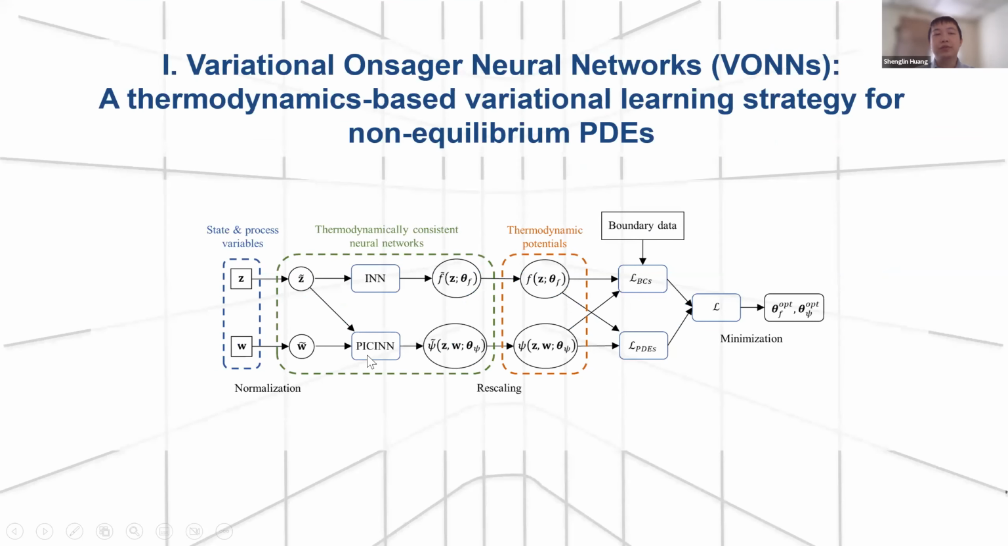So let's go to the first work, the variational Onsager neural network, or called VONS, a thermodynamics-based variational learning strategy for non-equilibrium PDEs.